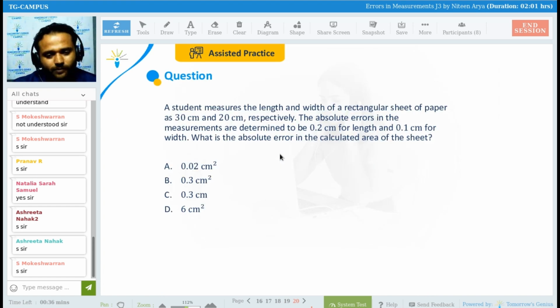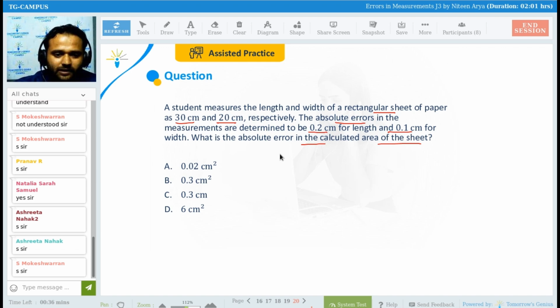So this one is a numerical based on the previous topic. A student measures the length and width of a rectangular sheet of paper as 30 centimeter and 20 centimeter respectively. The absolute errors in the measurement are determined to be 0.2 centimeter and 0.1 centimeter. What is the absolute error in calculating the area of the sheet? So area is length into breadth. Error in the length, error in the breadth, you just need to multiply. That's it. Do that quickly.